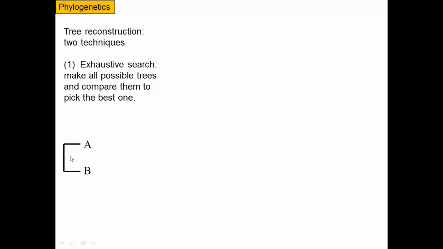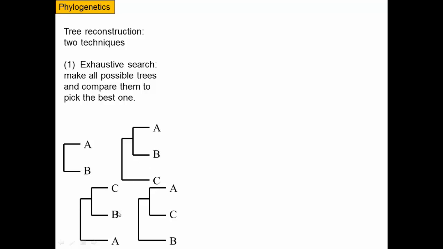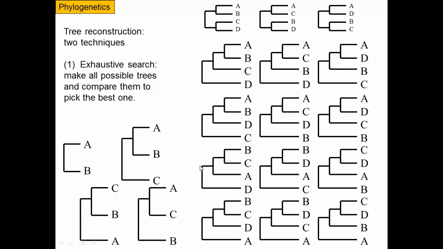This is the only tree that exists for taxa A and B. If we have 3 taxa, these are the 3 possible trees, with either A, B, or C as the outgroup, and B and C as sister taxa, A and B as sister taxa, or A and C as sister taxa. When we have 4 different taxa, this is how many trees are possible. And you can see the number is going up quickly, and in fact it's going up even faster than exponential.